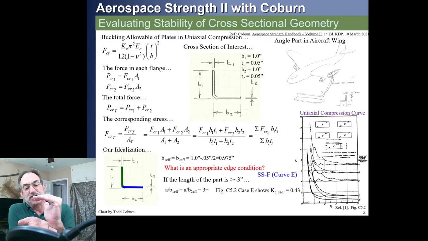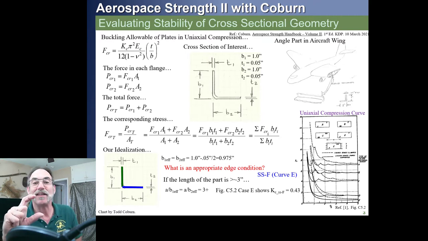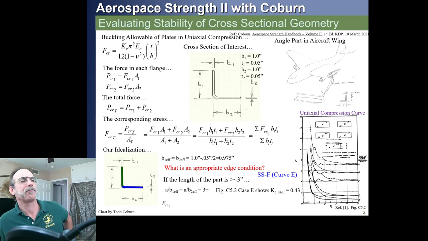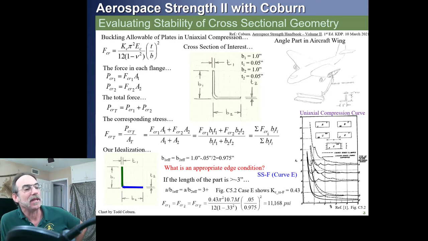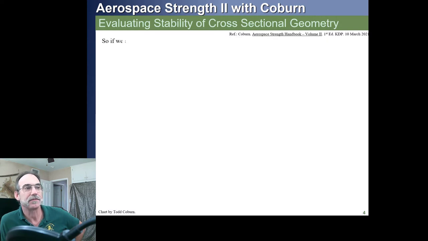How many of our cross sections are shorter than 3 inches? Not many. So what this means is pretty much any section we see, whether it's 3 inches or more, will have this allowable. Okay? And so we can calculate the buckling allowable of each flange. And then if we plug that into our weighted average formula, we find it'll be the same value, since each of these has the same value, about 11 KSI for this member, which is a pretty common number for typical aerospace sections.